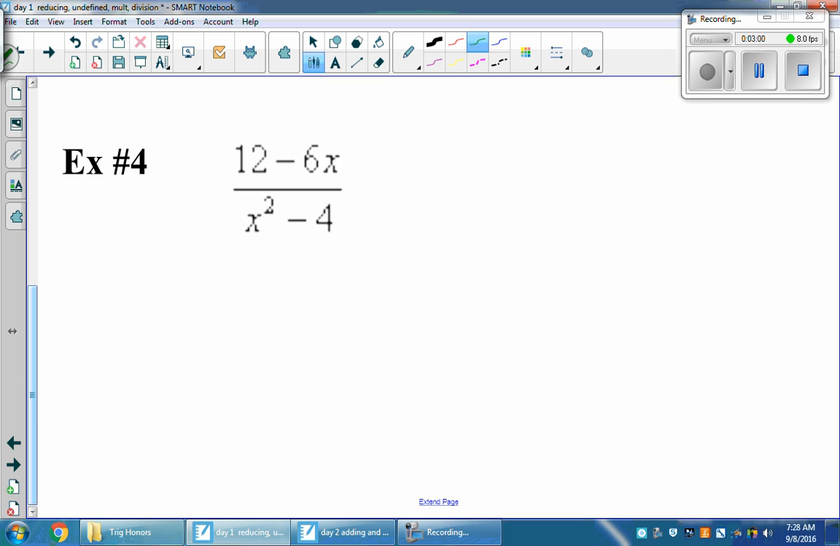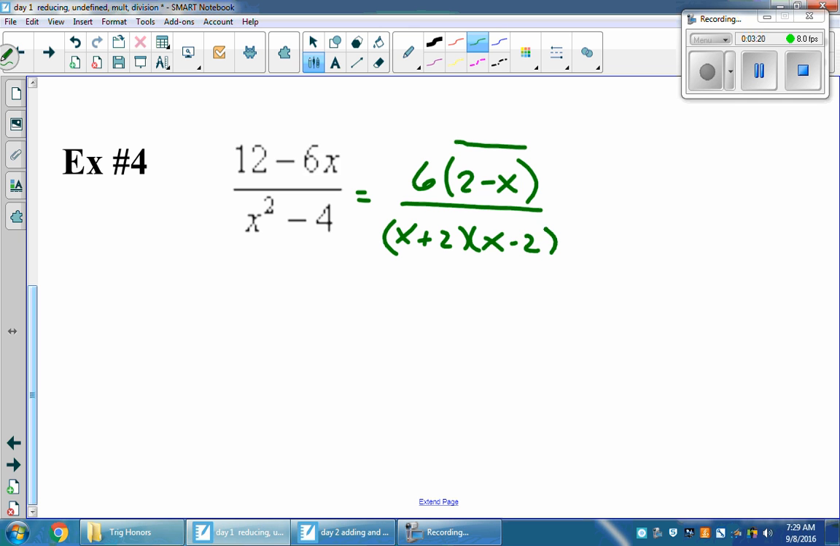Okay, look at this next one. 12 minus 6x over x squared minus 4. So the rules are factor top, factor bottom, cancel what's the same. So the top, I'm going to pull out a 6. 2 minus x. Bell goes off in my head. This one right here, it's written backwards. I might have to use that trick. Let's see. Bottom, x plus 2, x minus 2, difference of squares. Here comes the trick. They cancel.